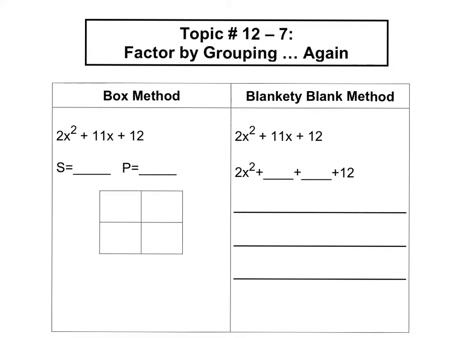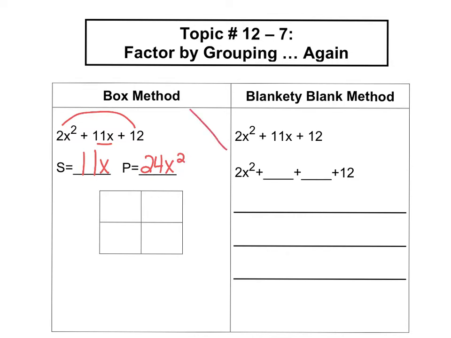Hi, this is Mrs. Brode, and today we are going to talk about factoring by grouping again. But I'm going to show you two different methods of factoring. The first one we already know, which is the box method, where we need something that adds to 11x, the middle term, and multiplies to 24x squared, the two outside terms multiplied together.